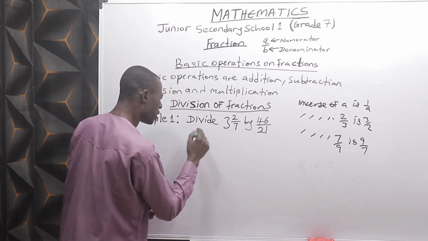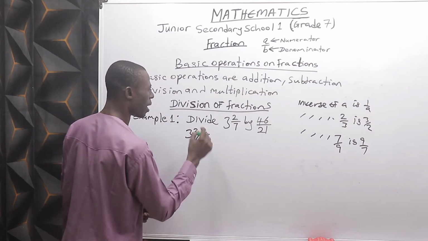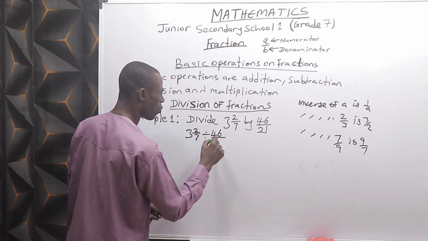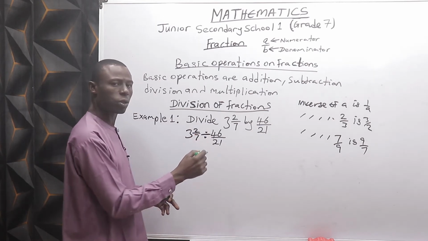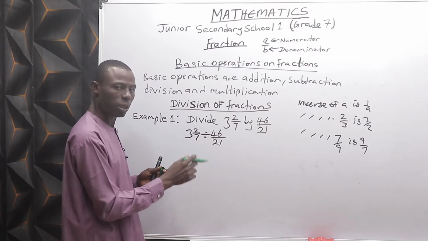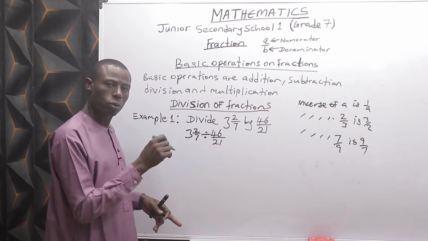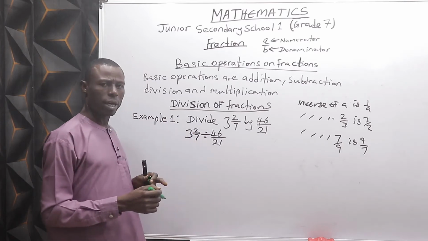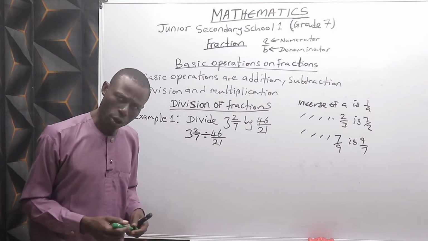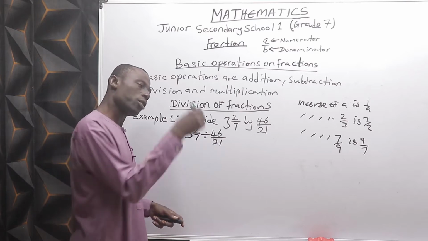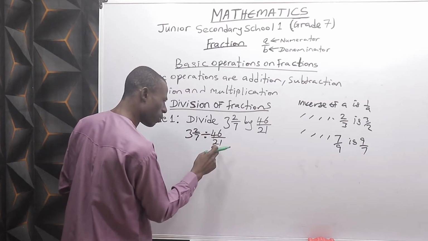So, this means 3 whole number 2 over 7 divided by 46 over 21. We can change the division operation to its inverse, and its inverse is multiplication. And anytime we do that, the divisor will also turn to its inverse. What is the divisor here? The divisor is 46 over 21. What do we mean by divisor, by the way? Divisor is what we are using to divide something else. So here, the divisor is 46 over 21.